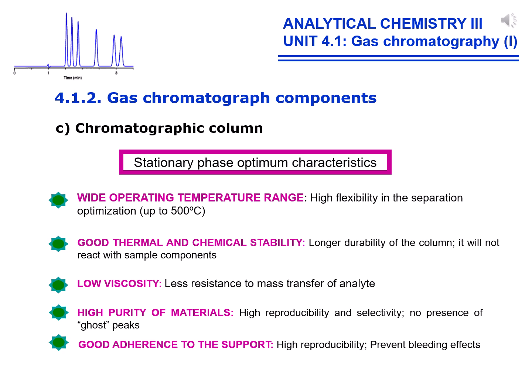The stationary phase plays a fundamental role for gas chromatography, since the mobile phase is inert, and the separation is exclusively due to the specific interactions that occur between the sample components and the stationary phase.